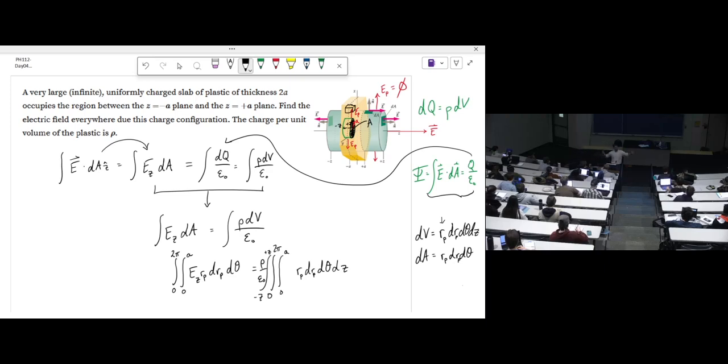And my limits of integration on r and theta are the same because we're talking about Q enclosed. So I have my integral over the surface here, and then I've got the integral of the volume enclosed by the surface. So my limits of integration have to be the same for things that show up on both sides.